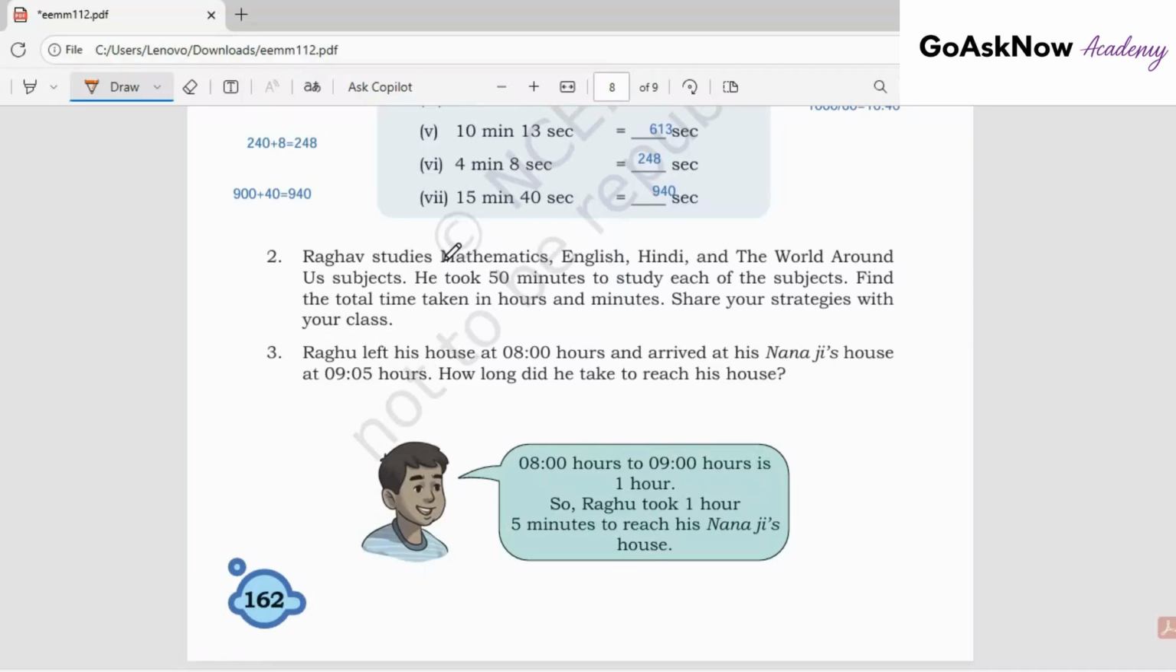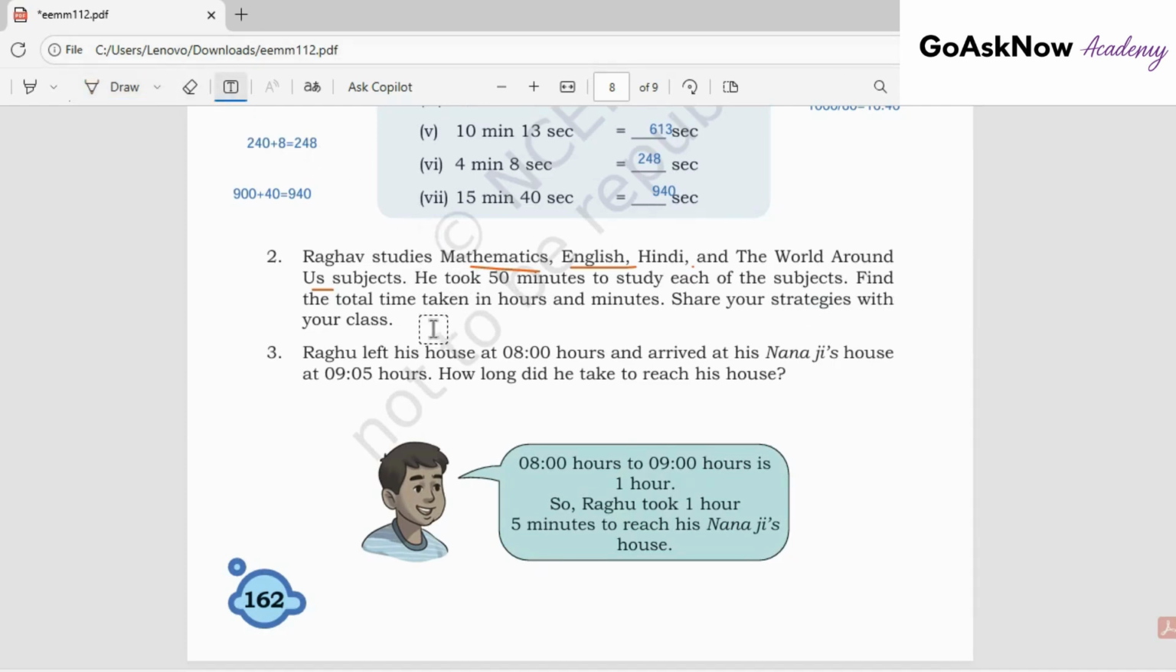Question 2. Raghav studies mathematics, English, Hindi, and the world around us. There are 4 subjects. He took 50 minutes to study each of the subjects. Find the total time taken in hours and minutes. Share your strategy with your class.